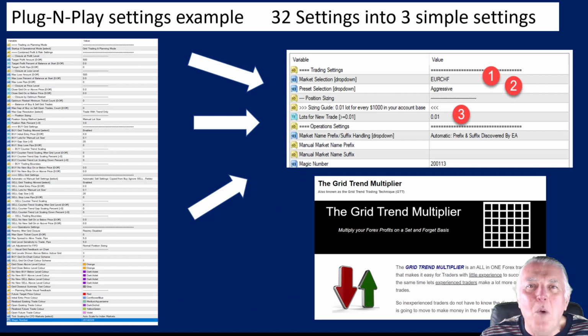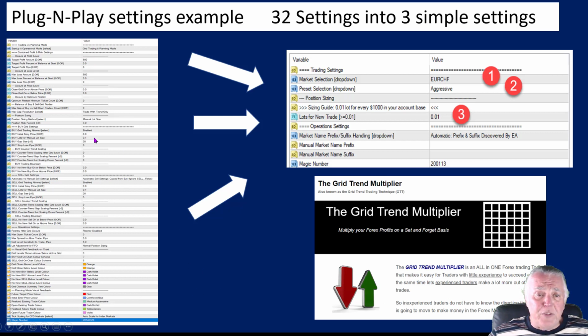So firstly, what do we mean by plug and play versions? What we've done is we have created 4 versions of most of our EAs. In other words, we have an MT5 and an MT4 version firstly, and then we have a plug and play and a standard version of the EA. So the standard version, on your screen you can see the standard version of the Grid Trend Multiplier.